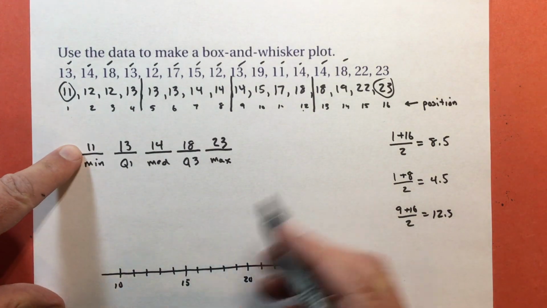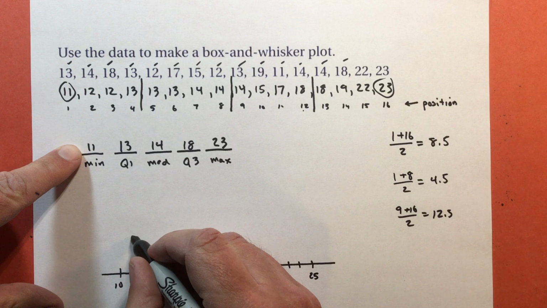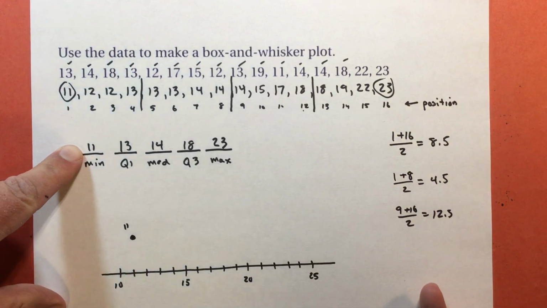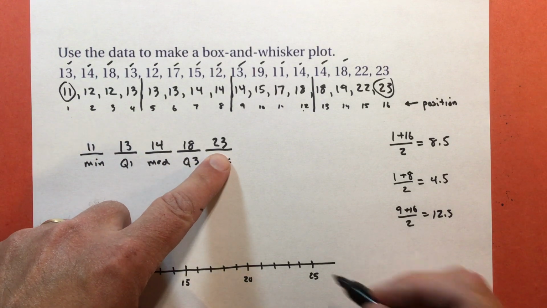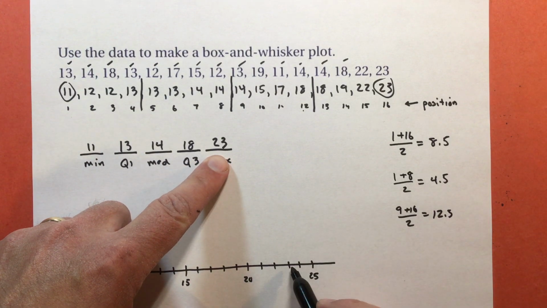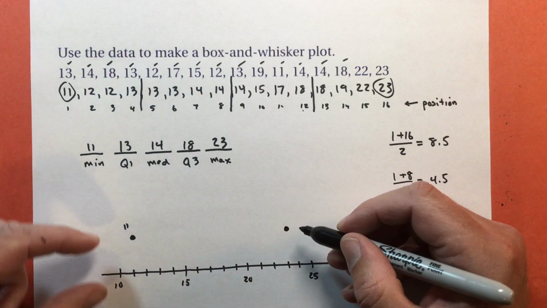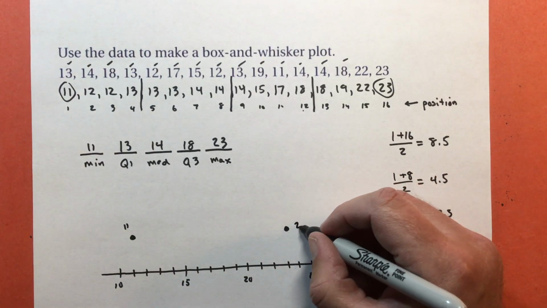My minimum is 11. 11 is right here. I'm going to make my dot at 11, and I'm going to label it. My maximum is 23. 23, here's 21, 22, 23. So I'm going to make my dot right here. Hopefully it's about the same, and I'm going to label it.